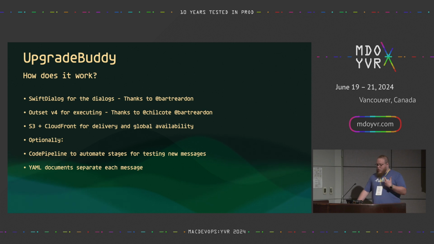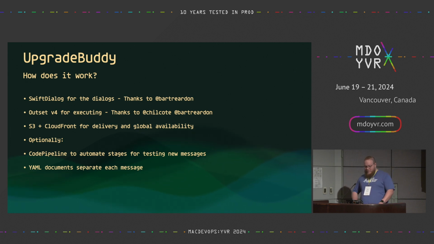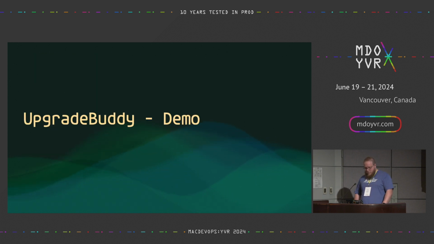We also added a code pipeline to automate stages for our messaging. And yes, like I said before, the message document is written in YAML. It makes things a lot easier and a lot clearer when you're looking at a large document with multiple messages to write in native Markdown and just use a pipe to carry the new lines. So let's show a quick little demo on some things.